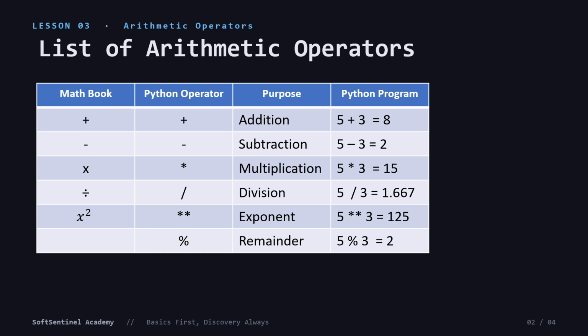So here is our table that represents how it is represented in a math book and how it looks in Python. The difference that you will find is that the math book symbol for multiplication looks like a small x. In Python, it is represented by an asterisk. In math, division is represented by the division symbol. In Python, it's represented by a slash. Exponent is represented by two asterisks. There is no mathematical symbol in the book for remainder. In Python, it is called modulo, and that computes the remainder.